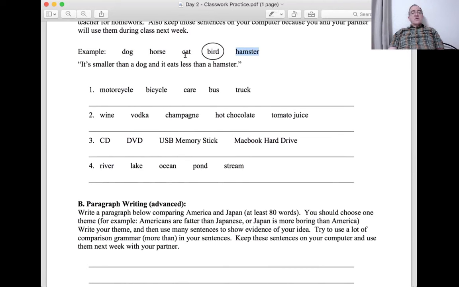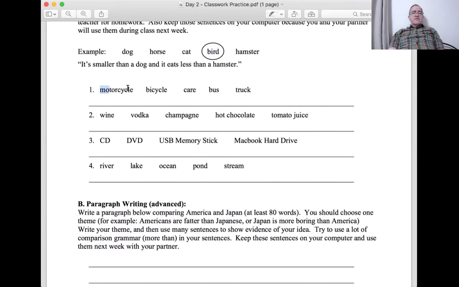Well, what's smaller than a dog? A horse? No. A cat? Yes. A bird? Yes. A hamster? Yes. It eats less than a hamster. Well, does a cat eat less than a hamster? No. Does a bird eat less than a hamster? Maybe, if it's a small bird. So the answer must be bird.